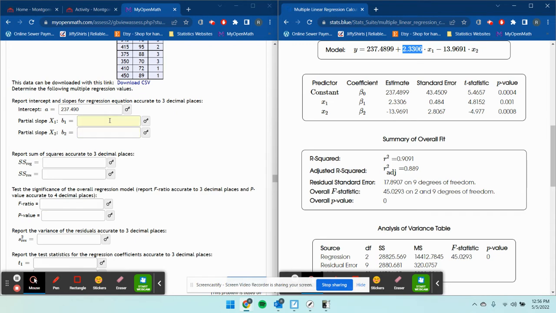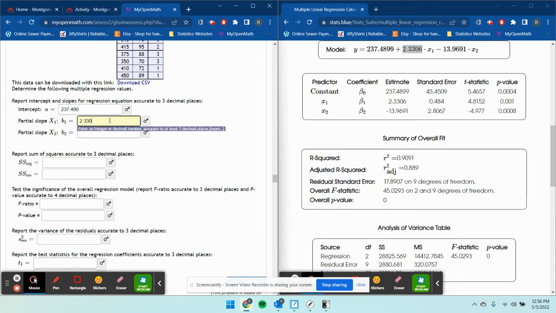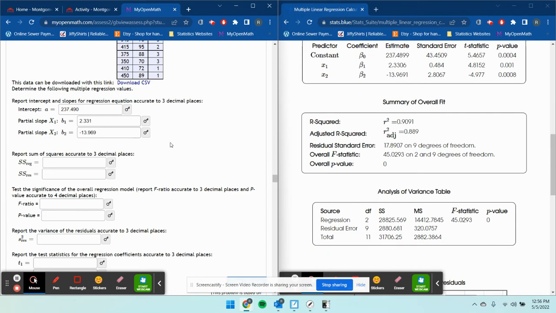So this is 2.3306. This is negative 13.969. This should be to 1 decimal place, should be 1. The sum of squares, where is that? Let's see here. The sum of squares of the regression is that guy right there.